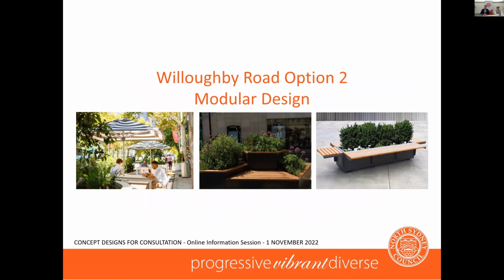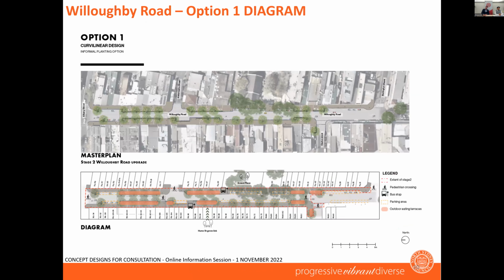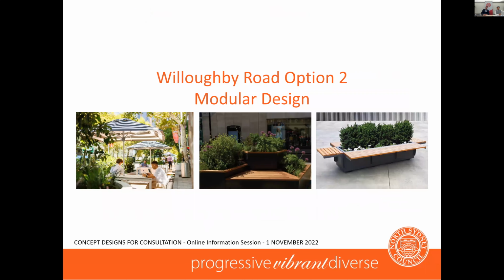Option 2, and sorry, just back on option 1, the curvilinear design, there are two very distinct planting styles. The curvilinear design is proposing a much more informal planting scheme, native plants, not formal, not parterre, sort of like what you've got up there at the moment. It is a much more naturalistic looking landscape planting style, planting palette, and I'll talk a little bit more about that later. Option 2 is a more modular design.